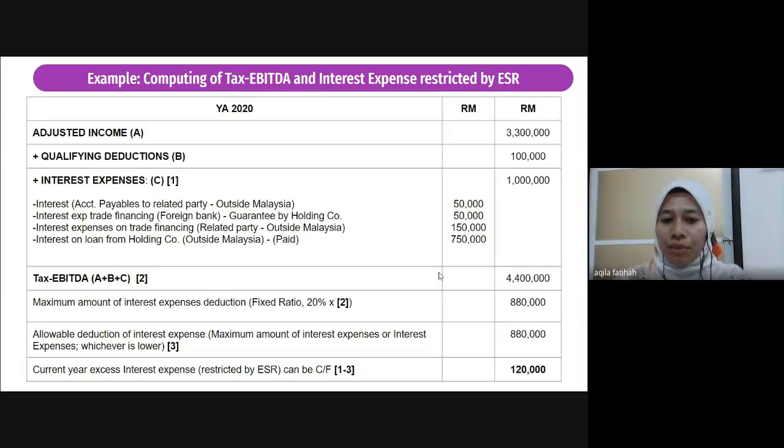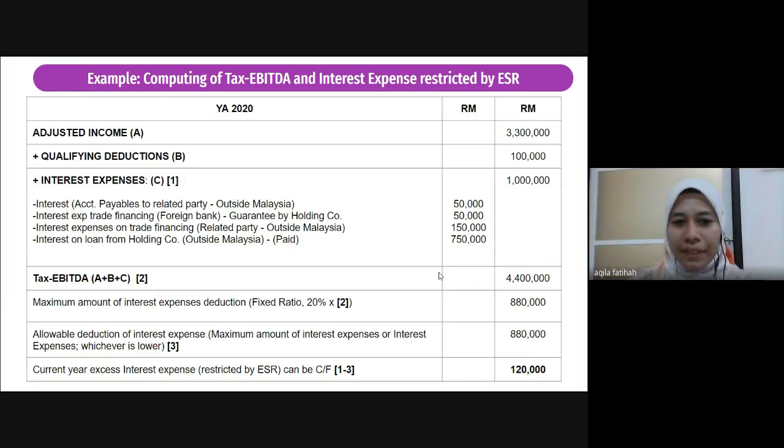Next, we compute the current year excess interest expense restricted by ESR that can be carried forward. The formula is 1 minus 3, where 1 is the interest expense and 3 is the allowable deduction of interest expense just now. So 1 million minus 880,000, we get 120,000. This amount will be carried forward for the year 2020. Okay, that's all for me.